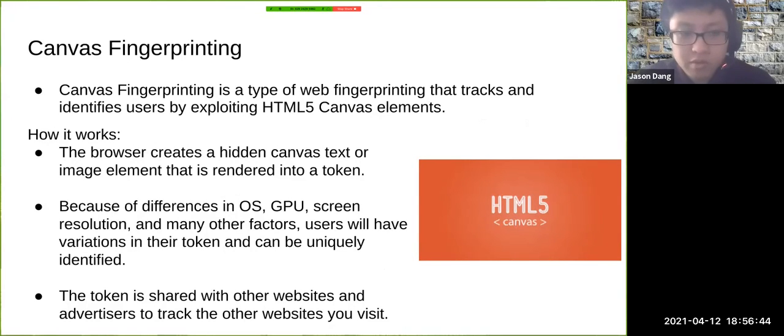Another popular type of web fingerprinting is canvas fingerprinting. Canvas fingerprinting works by using HTML5's canvas elements. It creates a hidden text or image canvas element that is rendered onto the user's browser. This is also then rendered into a token. Because of differences in hardware, operating system, browsers, and many other factors, each user will have slightly different variations in their token. With this token, they can be uniquely identified from all other users. This token is then shared with other websites and advertisers to track the websites that they go onto.